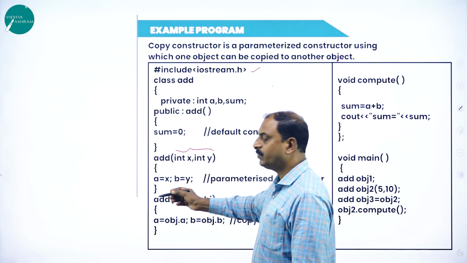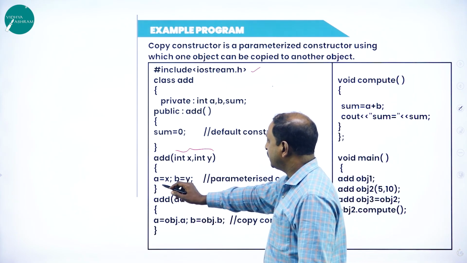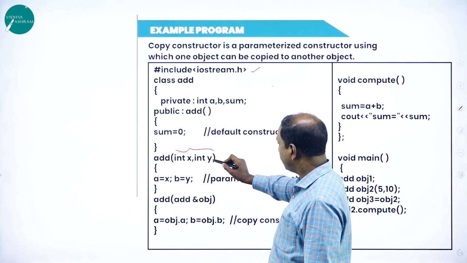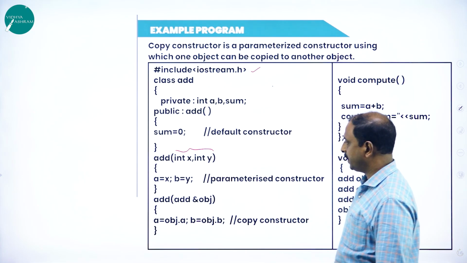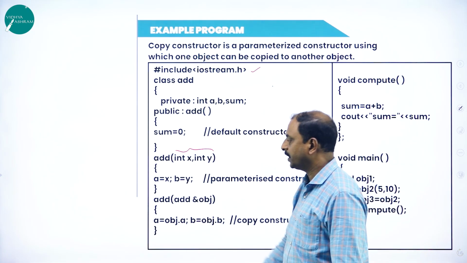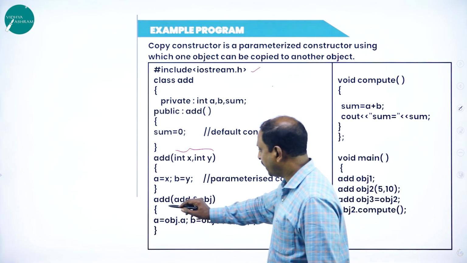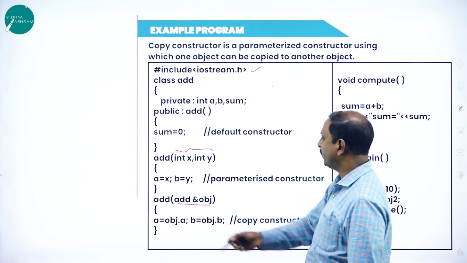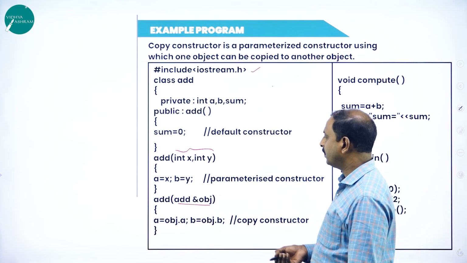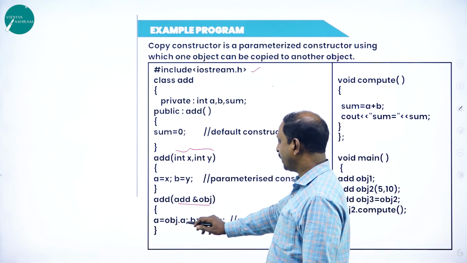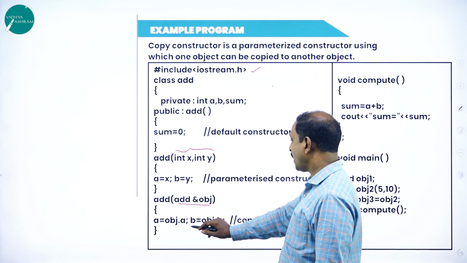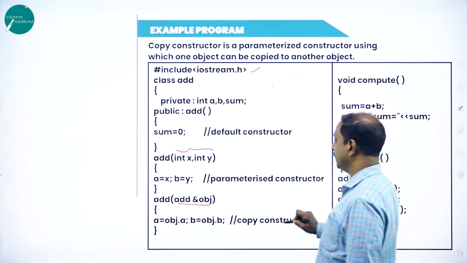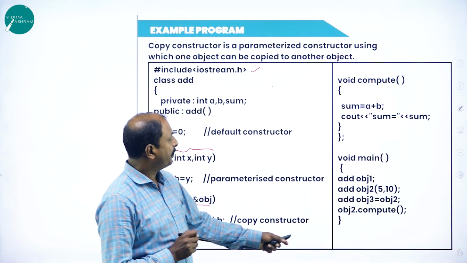So under that, as we have seen in the previous example, we assign the variables a and b to the variables declared in the parameters. Then we close this constructor, and one more constructor, Add, in the brackets Add ampersand obj. This is what we have seen in our previous example. Inside this we are accessing the elements through object dot a, object dot b. So this is an example for a copy constructor.